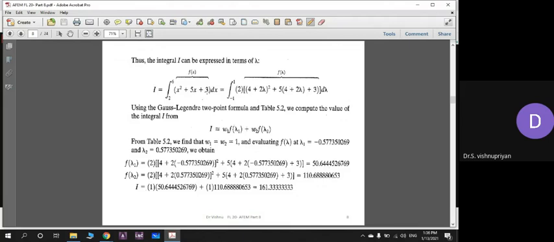Like that, if you do that integration by normal procedure, you will get the value. You can compare that value with this integration and then compare the values.